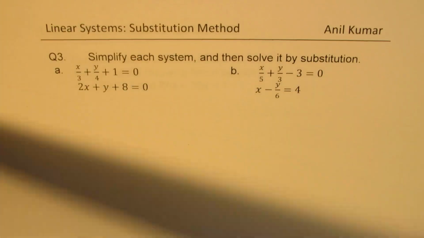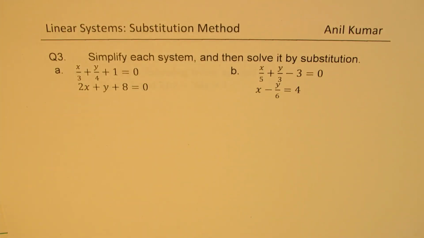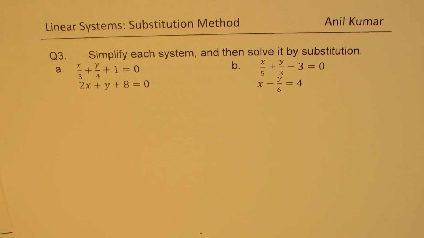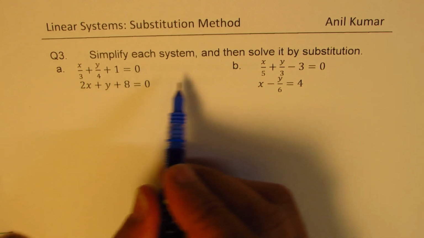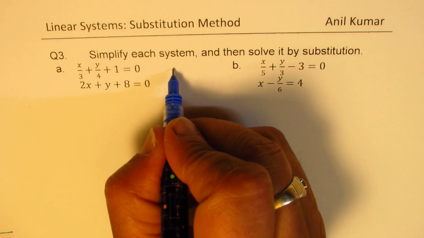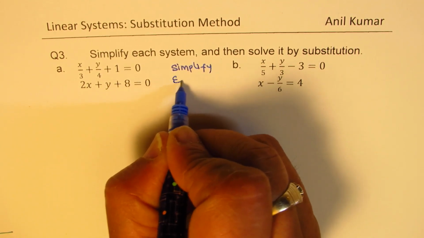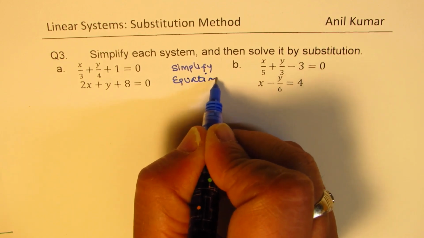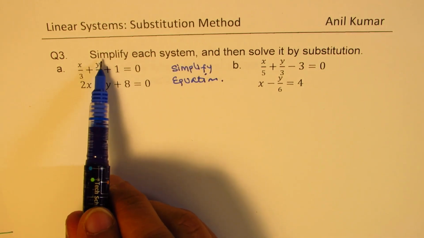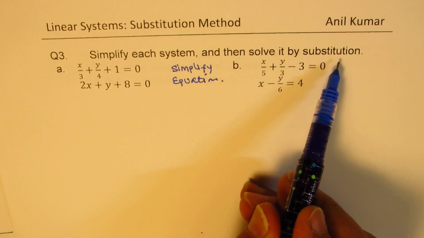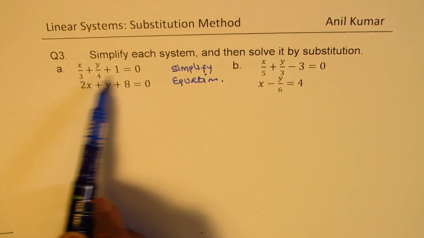So let's take up the next example, which is question number 3. You can always pause the video, answer this question, and then look into my suggestions. In question number 3, you can see that the equations are slightly more complicated. So our first step will involve simplifying the equations. The question reads, simplify each system and then solve it by substitution, correct?